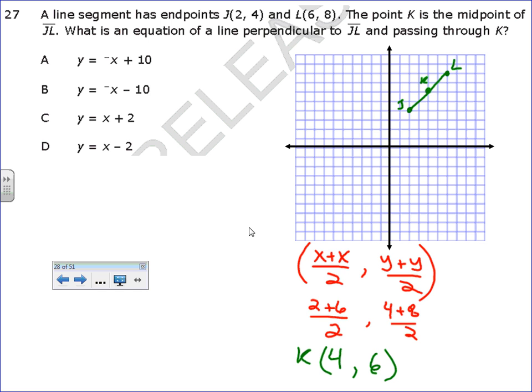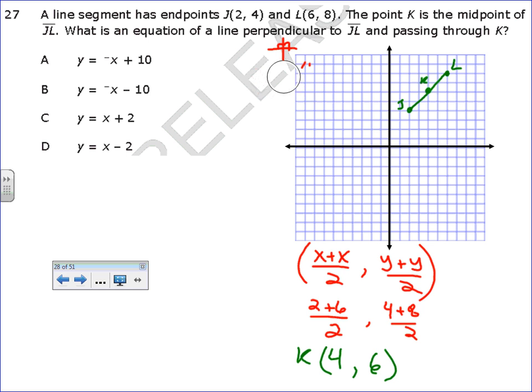The next thing it says is which one of these is an equation that's perpendicular to JL but goes through point K. Okay, perpendicular means that it has to form 4 right angles. Okay? Perpendicular slopes are opposite. So for example, if you have 3/4, the perpendicular slope to that is negative 4/3. You flip the fraction and flip the sign. Flip the fraction, flip the sign.